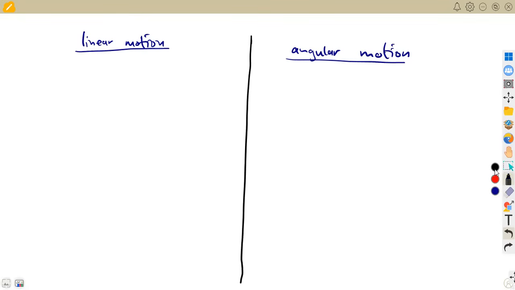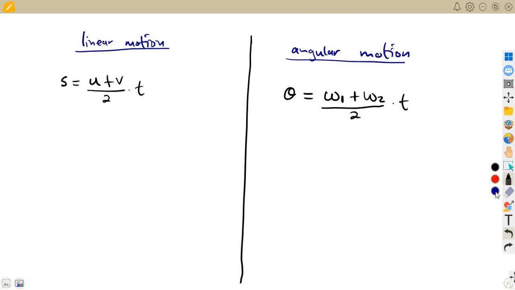Remember, we had formulas such as S is equal to, the first one that we just talked about, S is equal to (U plus V) over 2 times time. That is, we are talking about the displacement, initial velocity, final velocity, time. So here we are no longer having S, we are now talking about theta for angular displacement. So angular displacement is equal to the initial angular velocity plus the final angular velocity over 2 times the time.